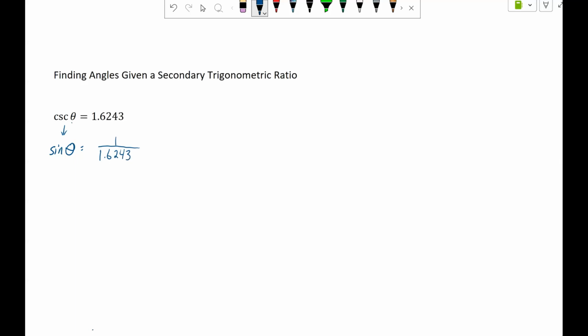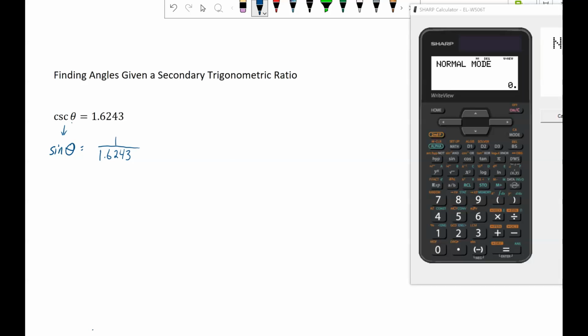All right, so now it's a matter of, well, let's find out what that number is. And I can do that in two ways to find a reciprocal. I can do 1 divided by the number, which would be 1 divided by 1.6243, and we get 0.6156. We'll go 4 decimal places, okay? So that doesn't need to be rounded. 0.6156.